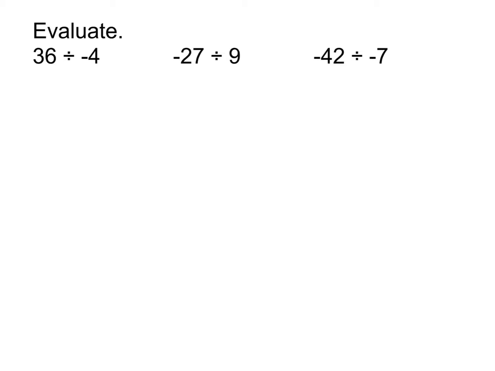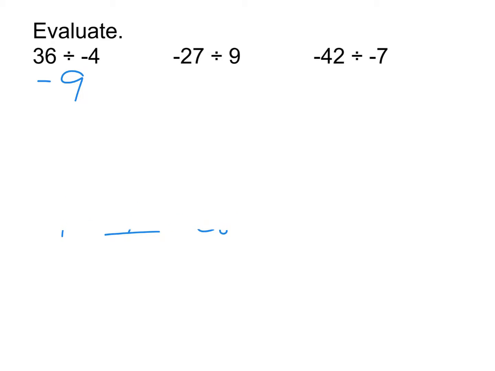So for instance, 36 divided by negative 4, that's really saying negative 4 times what equals 36. So 4 times what does equal 36? 9. If you know your times tables, you know that right off the top of your head. So we got a 9 up here, and a positive divided by a negative gives us what? A negative. So then it's got to be a negative 9.